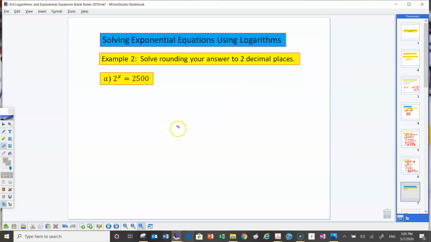But what would happen if I had this? 2 raised to the x equals 7. Now 7 you can't get in base 2. So the only way we can solve an exponential equation is to use logarithms. So the first thing I do when we're solving an exponential equation, first of all, we cannot get 2500 in base 2. So what I do is I take the common logarithm, which is log base 10, of both sides.